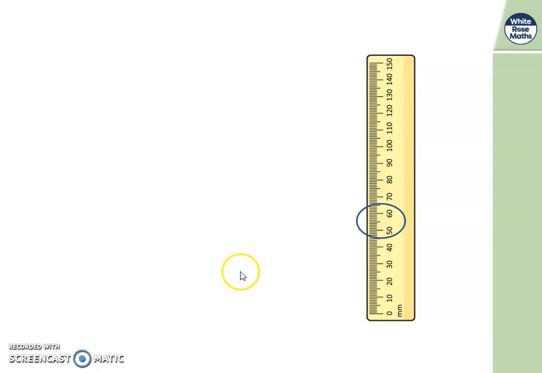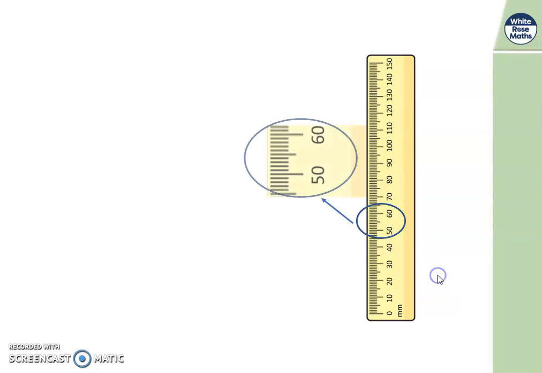Let's have a look at this part, and I want to look at between 50 and 60. Can you see all the little marks in between? There are 10 little marks to get from 50 to 60. Let's zoom in on that. Can you see them a bit more clearly now? Between 50 and 60, there are 10 little marks.